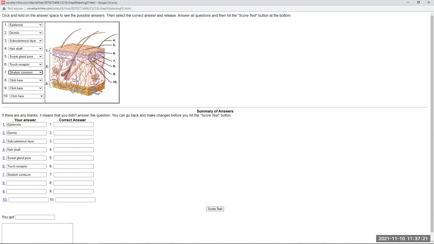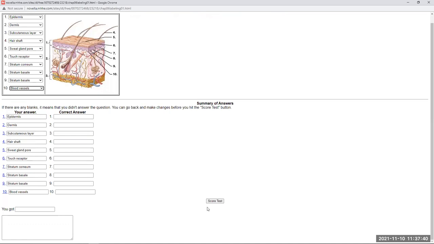The outermost is the stratum corneum, 8, because these are pointing to, well, basale is really the bottom one, 9. We just put it in just because. And let's check. You got 6 out of 10. Poor, study again. Study more and try again.